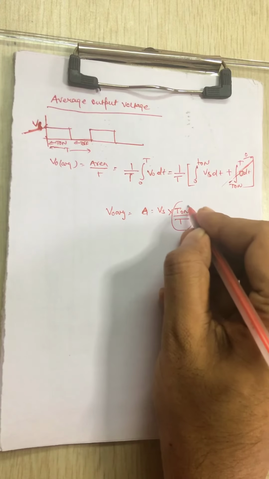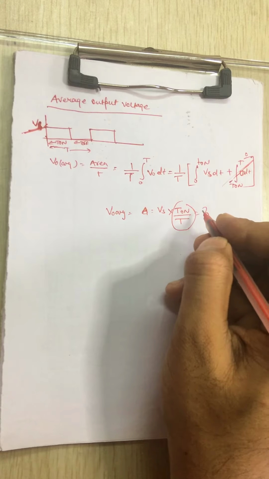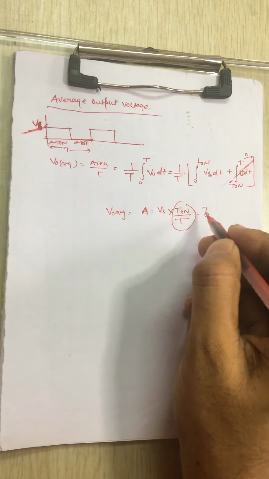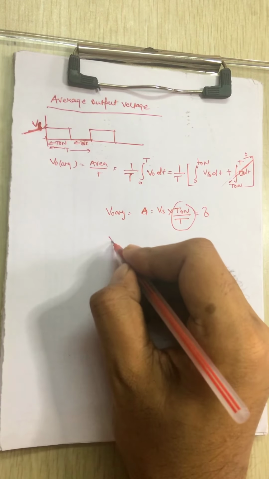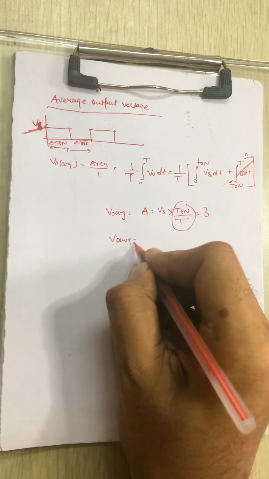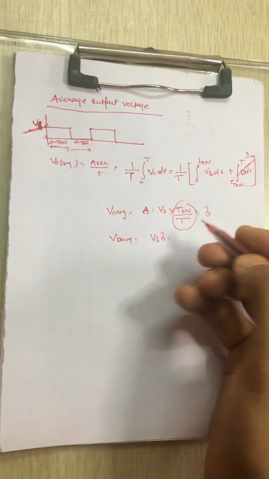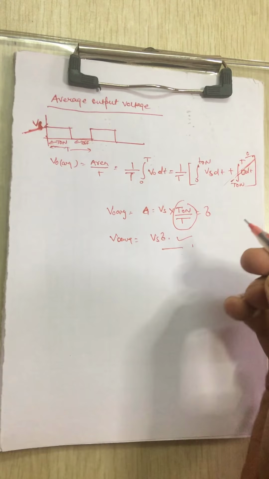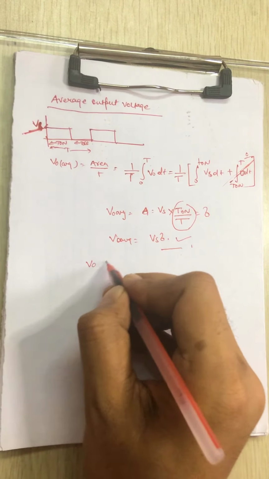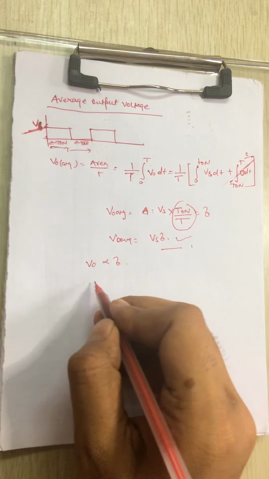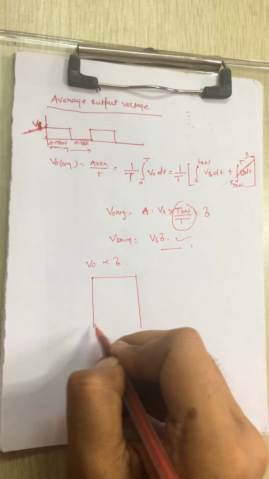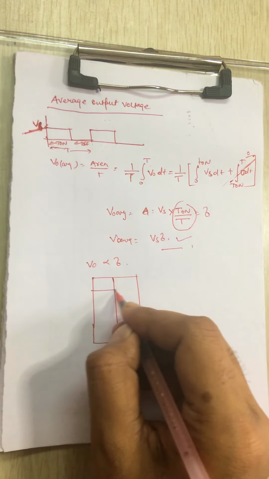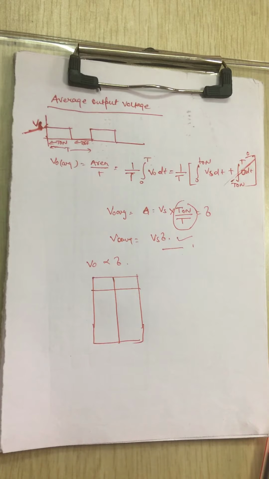T on by T is nothing but delta. So if T on by T is delta, V output average is Vs into delta. From the above expression we can conclude that the output voltage is a function of delta.